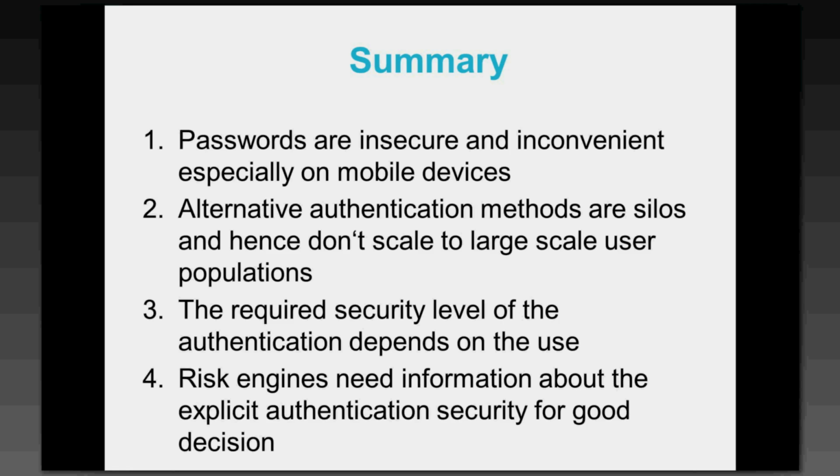And of course, the required security level of authentication depends on the use of the authentication. So on most existing systems, we have risk engines. These risk engines want to know how good the explicit authentication is. And this is very difficult today, to feed good information into those risk engines. So they have to rely on a lot of additional parameters they gather from the system, like round-trip times or MAC addresses or IP addresses, whatever they can get, and derive some geolocation and other information from that.